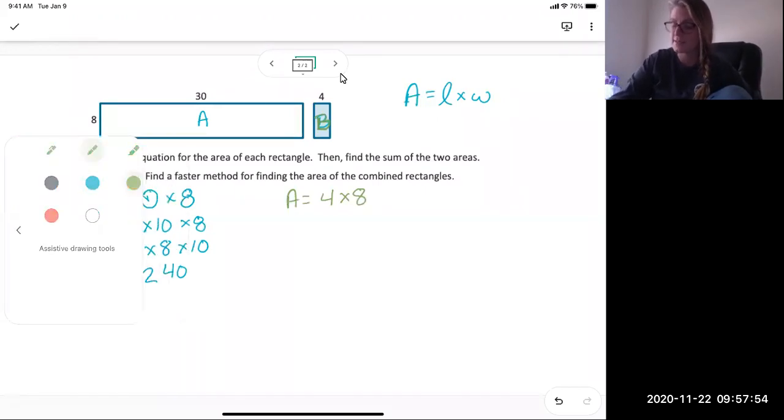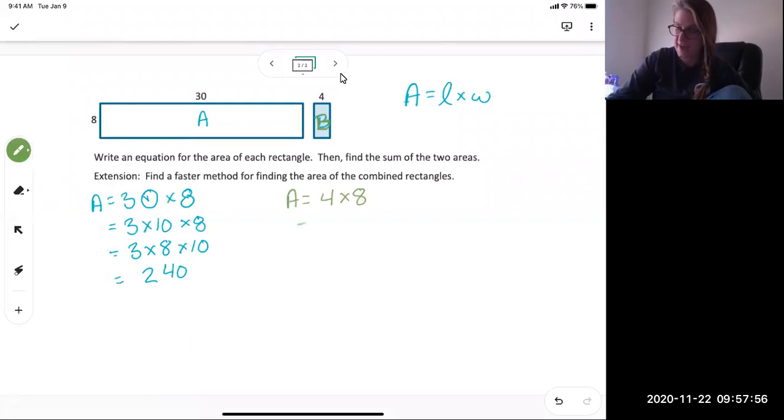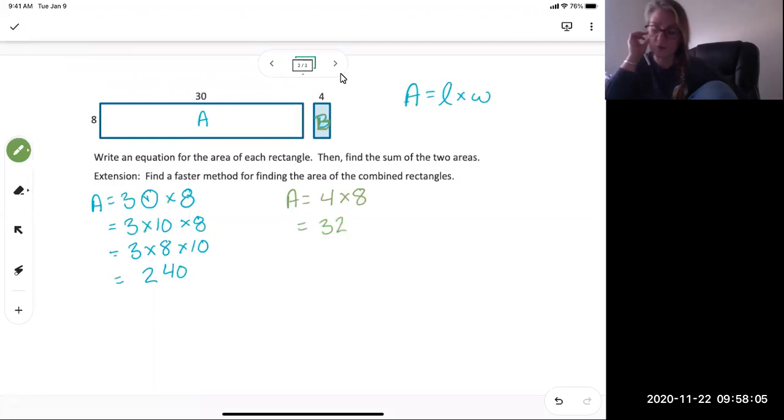Rectangle B is much simpler, and we know 4 times 8 is 32. So the area of rectangle B is 32 square units.